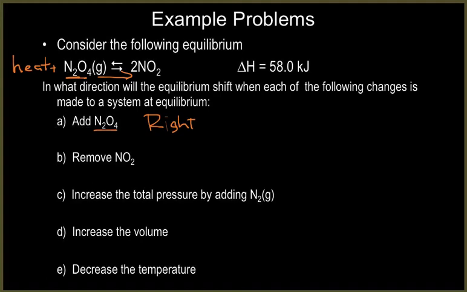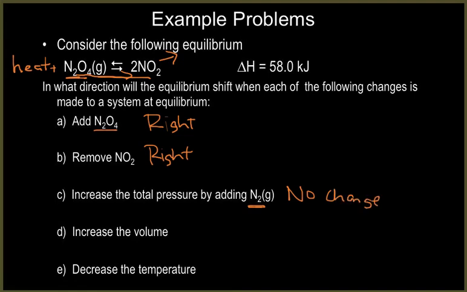Okay, for the next one, if I remove NO2, that one's going to shift in the direction to replace it, so that would also shift to the right. The next one, I would increase the total pressure by adding N2. Okay, now if we look in the system, there is no N2 in the system, so adding a different gas that's not involved in the equilibrium system will not change it. So this would be a no change.